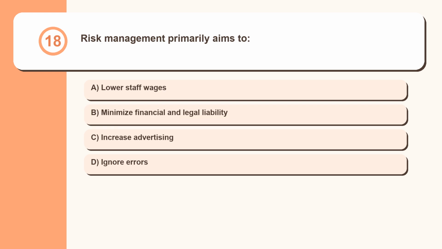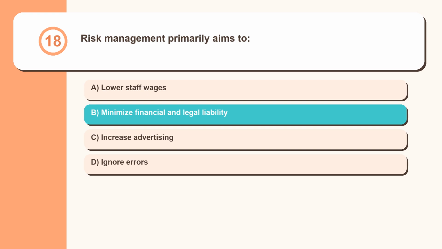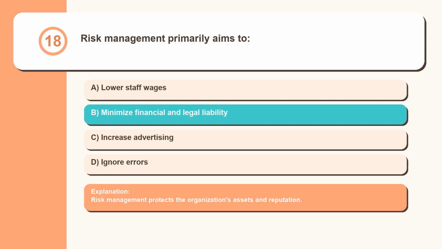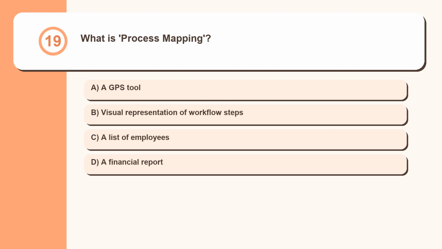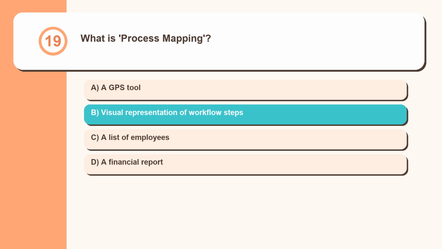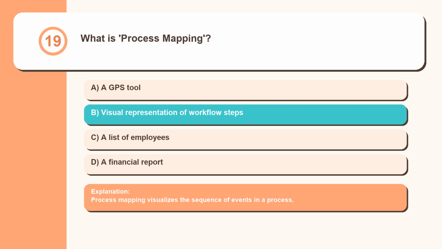Question 18. Risk management primarily aims to lower staff wages, minimize financial and legal liability, increase advertising, ignore errors. Risk management protects the organization's assets and reputation. Question 19. What is process mapping? A GPS tool, visual representation of workflow steps, a list of employees, a financial report. Process mapping visualizes the sequence of events in a process.